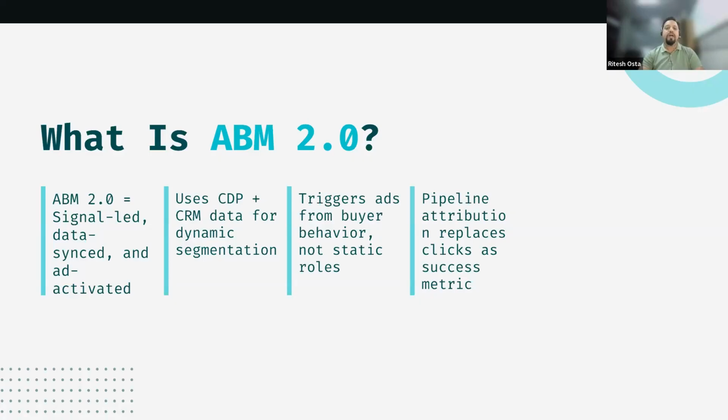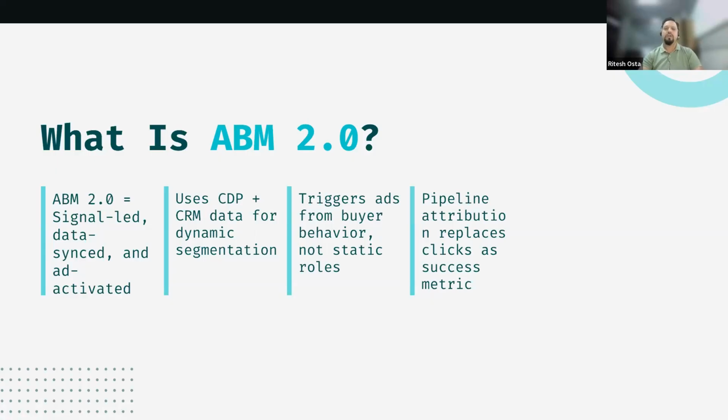Triggers ads from buyer behavior, not static role. So you trigger ads from the behavioral data, not just, hey, find all the companies who are HR companies and show them the ad. No, that is how Google Ads work, keyword based, which is good. But here you can trigger ads based on buyer behavior. Find all the companies and the people working in those companies who have visited my site, who have used my product, but have not taken my paid product. They are aware of me, they are visiting my site, they are signing up, they are using my product, but they have not become a paid user.